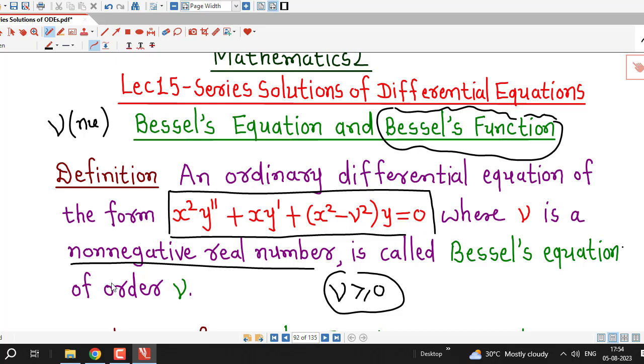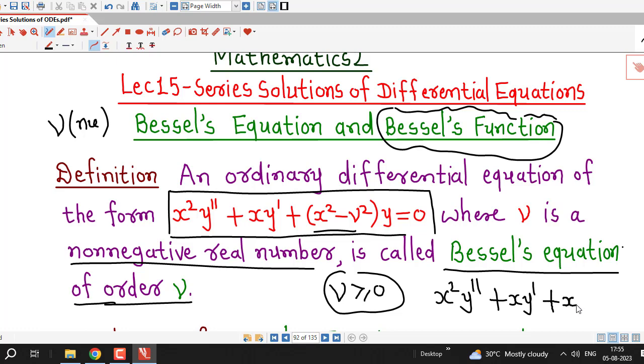So this nu is called the order of the Bessel's equation. This type of ordinary differential equation, x square y double dash plus x y dash plus (x square minus nu square) y equal to 0, where nu is a non-negative real number, is known as Bessel's equation of order nu. For example, if we take nu equal to 0, then we will have Bessel's equation of order 0, which is x square y double dash plus x y dash plus x square times y equal to 0. If we take nu equal to 2, then we will obtain Bessel's equation of order 2.